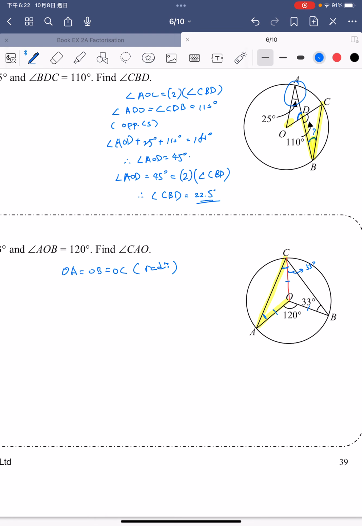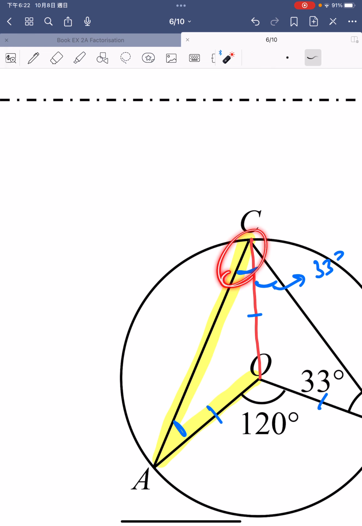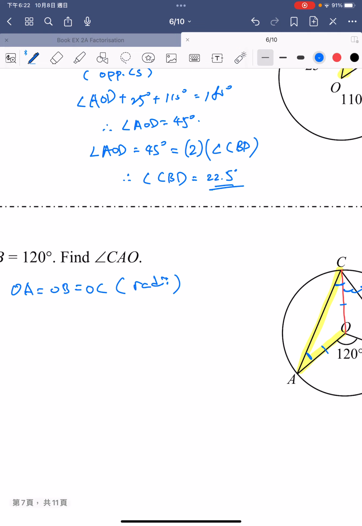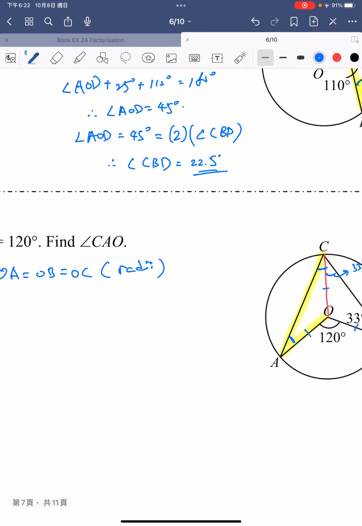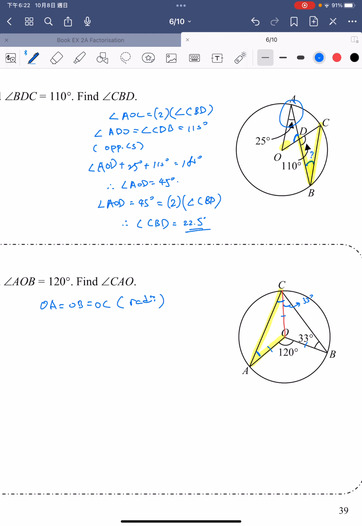So the angle that we want is the angle ACO. So this is the angle we want. Which means that if we find the angle ACO, then we get our final answer. So if you want to find the angle ACO, this angle ACB is actually half of the angle AOB. So the first line we can write down is the base angles of the isosceles triangle. We have OB is equal to OC, so the angle OBC is equal to the angle OCB, which is equal to 33 degrees. And the reason is the base angles of an isosceles triangle.